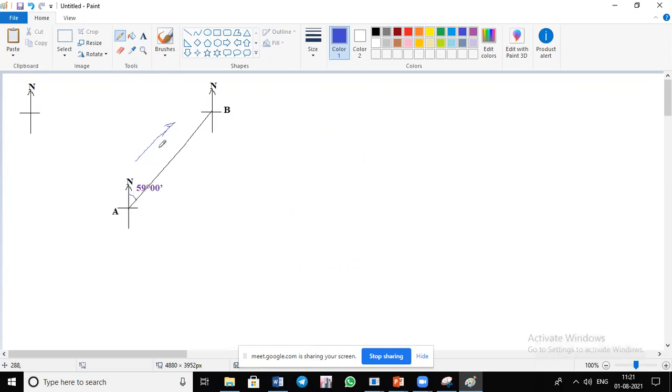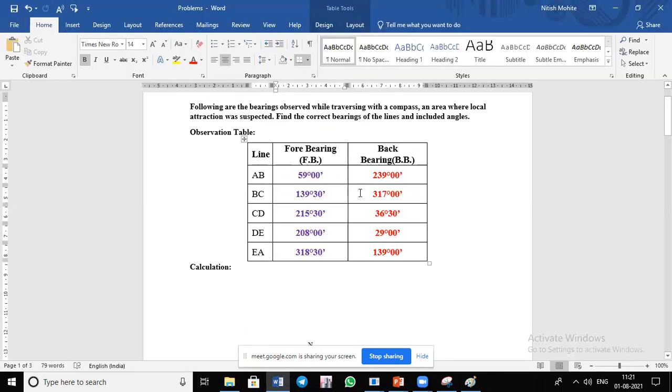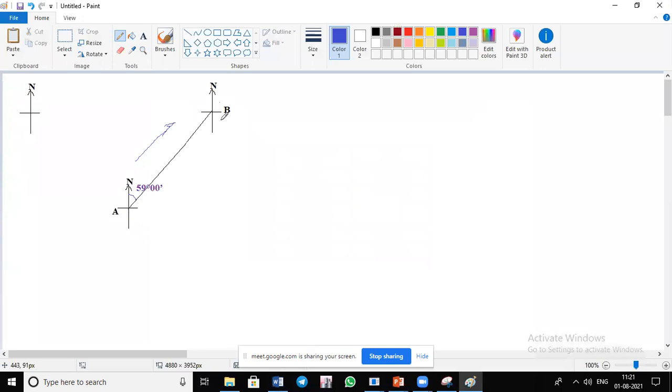So it is the forebearing. And back bearing means the angle which has been measured in the back direction, from B to A. From B to A, it is correspondingly 239 degree. Ultimately, this is my first quadrant, second, third and fourth quadrant. This angle is 239 degree, that is the back bearing of the line AB or BA. First of all, we'll plot the said four bearings of the line.